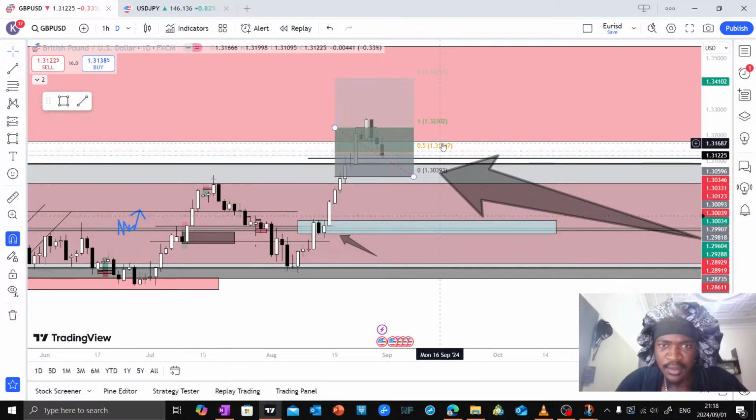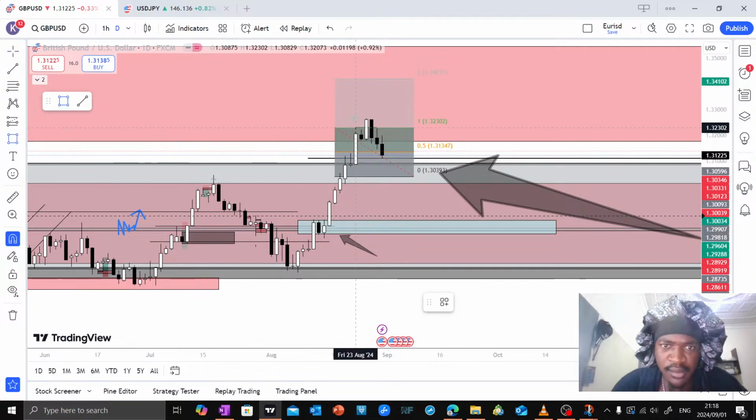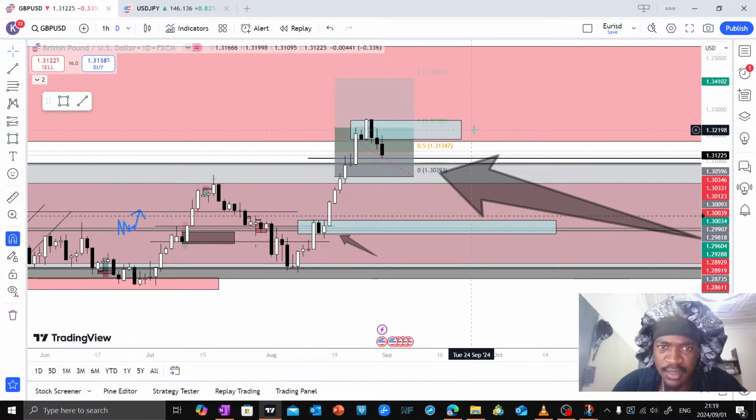And then if it comes back in this region, I should short it. If it comes back into this region, I should short it. Yeah, coming back into this region, I should be looking to short.